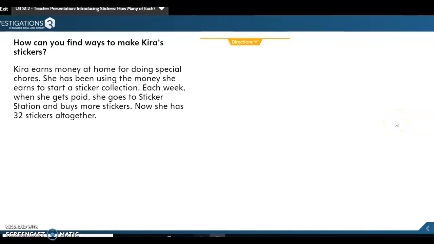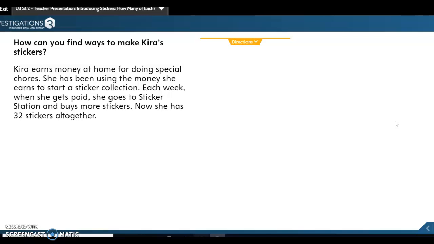Hello, second graders. We are going to continue our work with the sticker station today. So if you remember from yesterday's lesson, at the sticker station store, stickers can only be bought in strips of tens or singles. So we're going to work together to solve how many of each stickers Kira has bought with her money that she's earned.